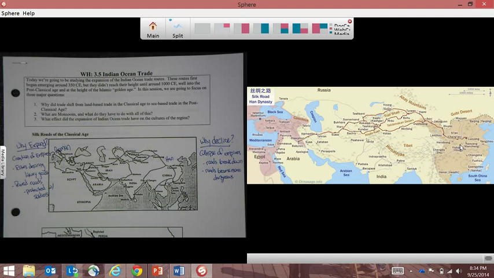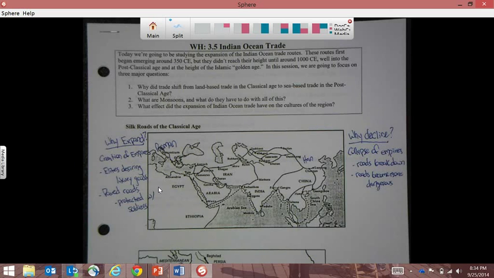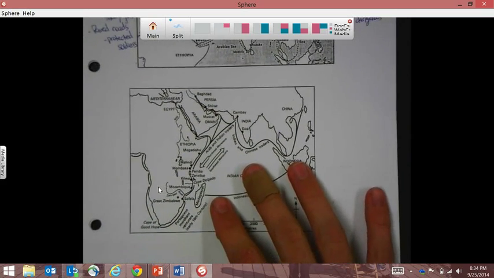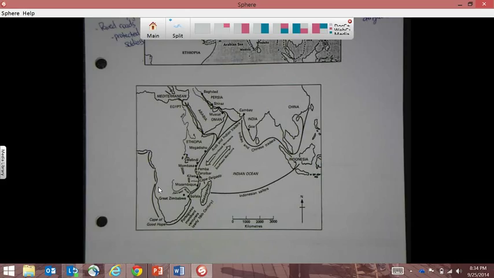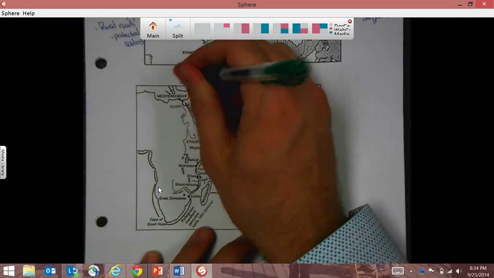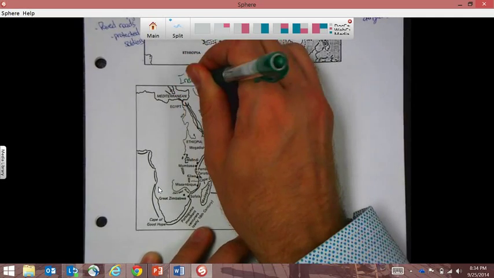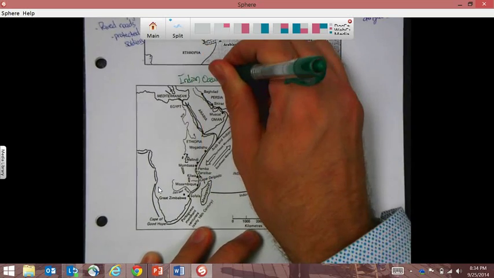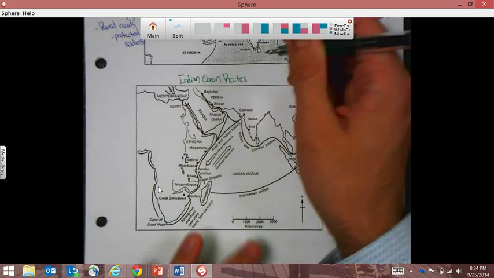All right? So instead of engaging in trade along the Silk Roads up here, some Indian and Arabian merchants realized that the Indian Ocean itself makes for a great trading route. And so this is for a couple reasons. To show you this, let's just slide up here for a minute and label this guy as the Indian Ocean routes. Right here. Indian Ocean routes.